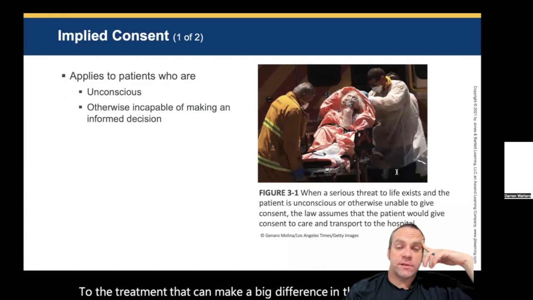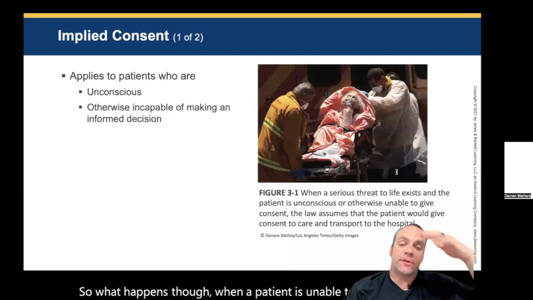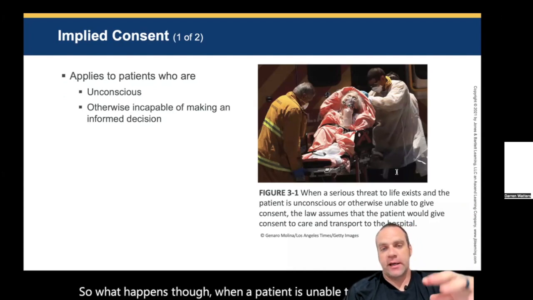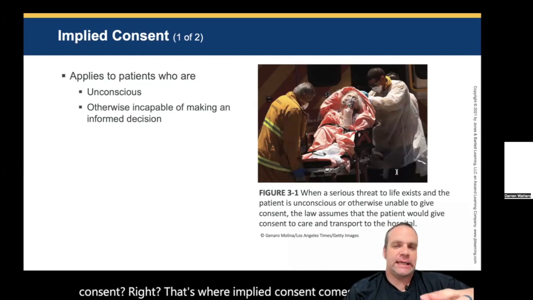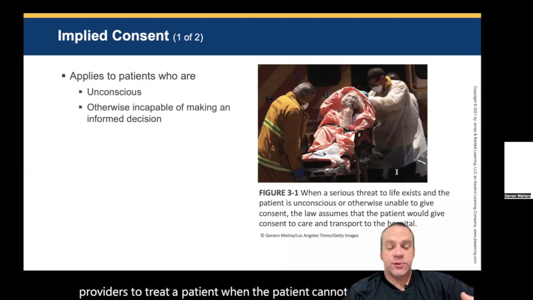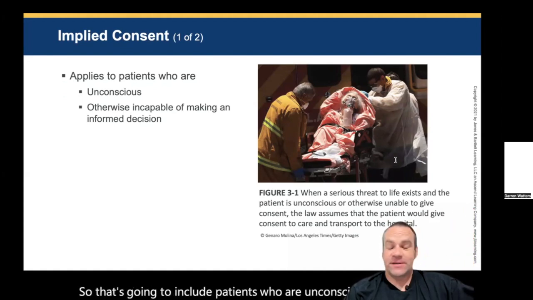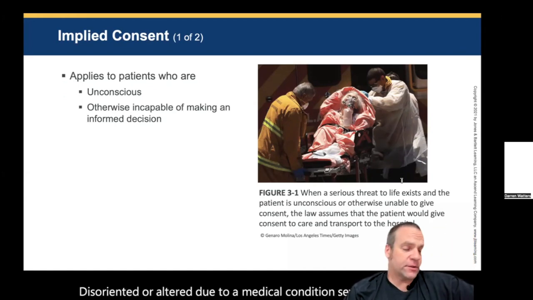So, what happens though when a patient is unable to give consent? That's where implied consent comes into play. Implied consent is a legal concept that allows EMS providers to treat a patient when the patient cannot make an informed decision, and when delaying treatment could cause harm. So that's going to include patients who are unconscious, disoriented, or altered due to a medical condition, severely intoxicated, or just suffering from a condition like a head injury or a stroke.